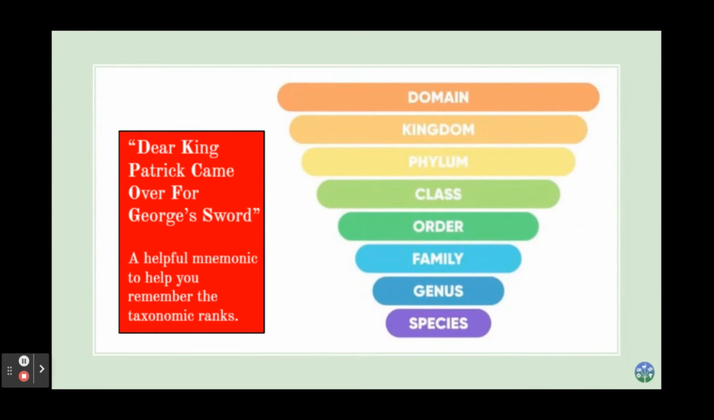Okay, so here are all the classification orders. First up, the most generalized, we have the domain, and we'll talk about the three domains. Next, we have kingdom, then phylum, then class, then order, then family, then genus, and then species, which is the most basic. And here is a helpful mnemonic to help you remember the taxonomic ranks: Dear King Patrick came over for George's sword. Domain, kingdom, phylum, class, order, family, genus, species.